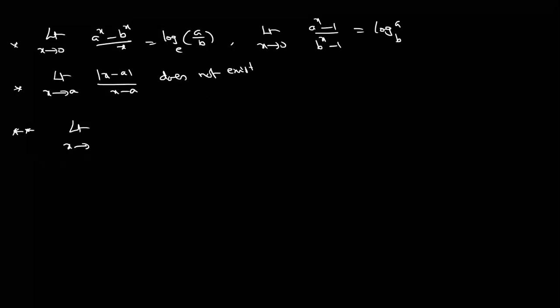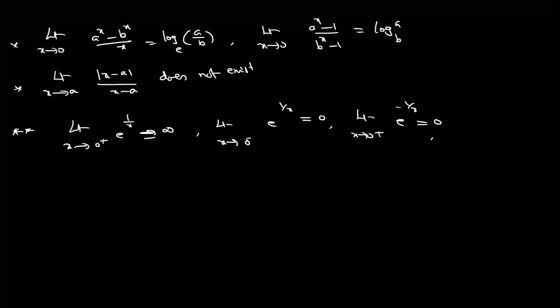Limit x tends to 0 plus, e power 1 by x is infinity. Limit x tends to 0 minus, e power 1 by x is equal to 0. Limit x tends to 0 plus, e power minus 1 by x is 0. Limit x tends to 0 minus, e power minus 1 by x is infinity.